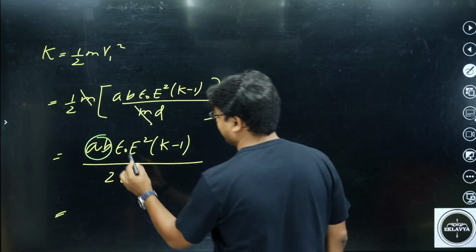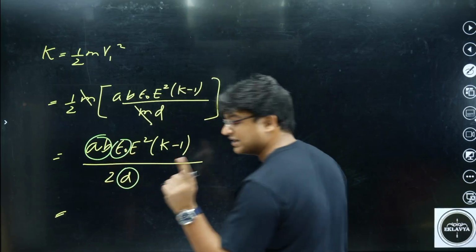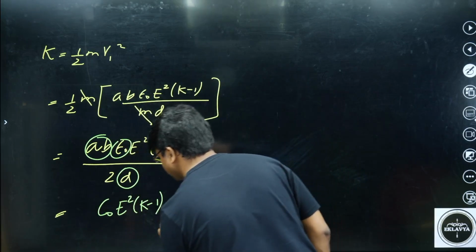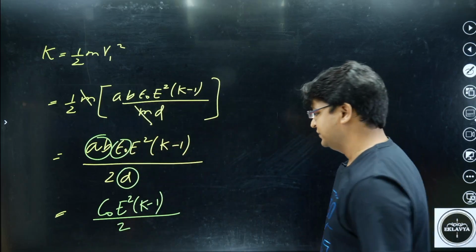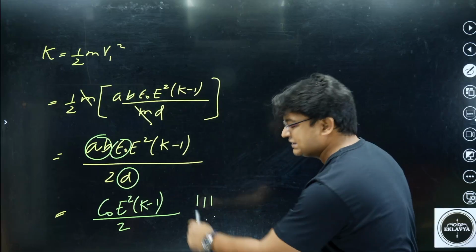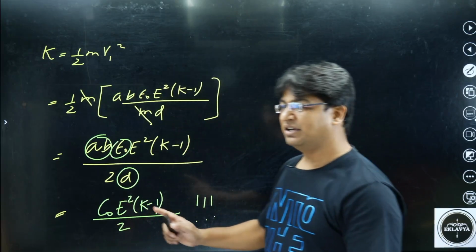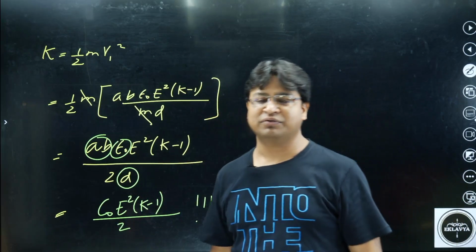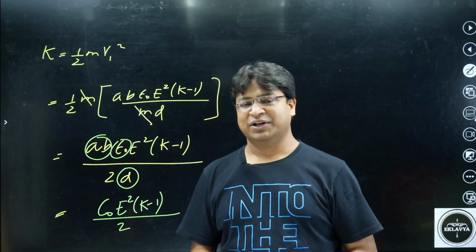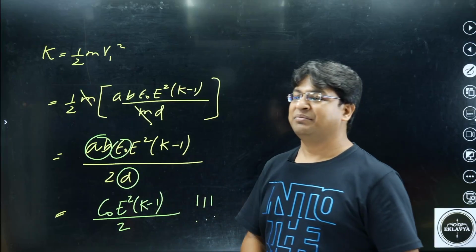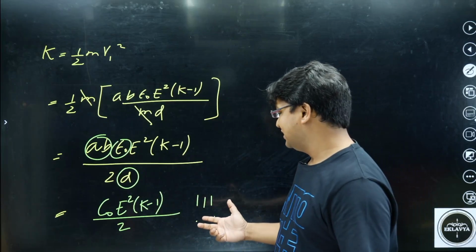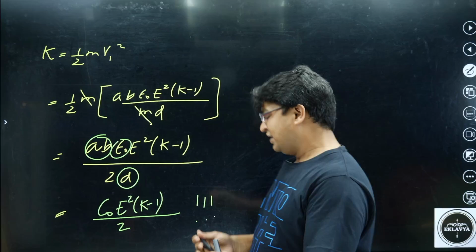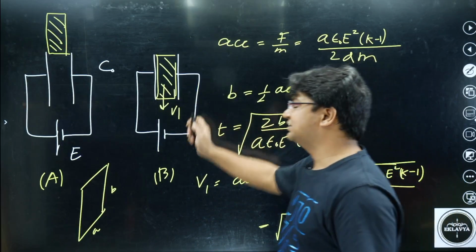AB epsilon naught d, that's C naught. So C naught E squared times (k minus 1) by 2. Is this the missing energy? The battery did more work. The amount of energy stored in the capacitor was not equal to the amount of work done by the battery. It was half of that. So is this the missing piece of the puzzle? Yes, the difference went into the kinetic energy of this slab.